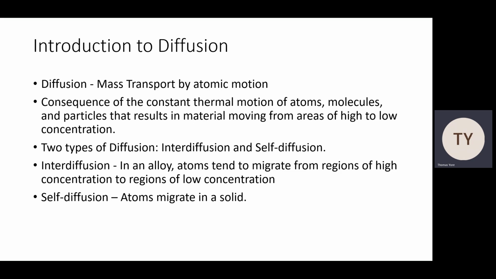Diffusion is mass transport by atomic motion. It is a consequence of the constant thermal motion of atoms, molecules, and particles that results in material moving from areas of high to low concentration. There are two types of diffusion: interdiffusion and self-diffusion. Interdiffusion is when atoms tend to migrate from regions of high concentration to regions of low concentration. Self-diffusion is when atoms migrate in a solid.